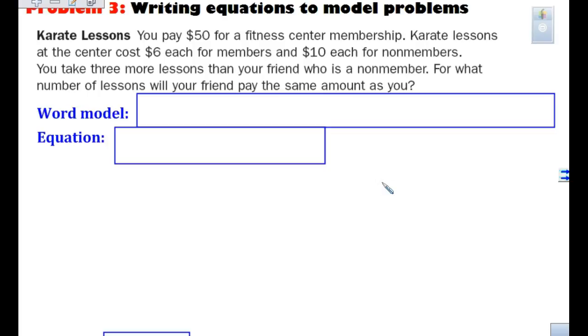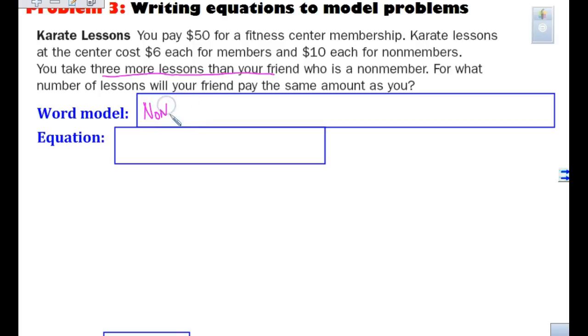This one asks us to write a model and solve it. Anyone want to volunteer to read the problem so I don't have to? Aaron, you got this one. You pay $50 for a fitness center membership. Karate lessons at the center cost $6 each for a member and $10 each for non-members. You take 3 more lessons than your friend who is a non-member. For what number of lessons will you and your friend pay the same amount?